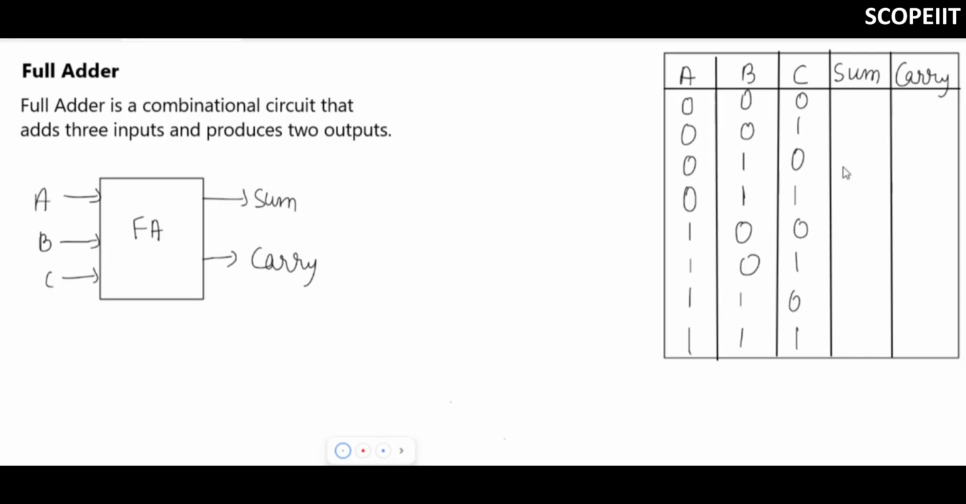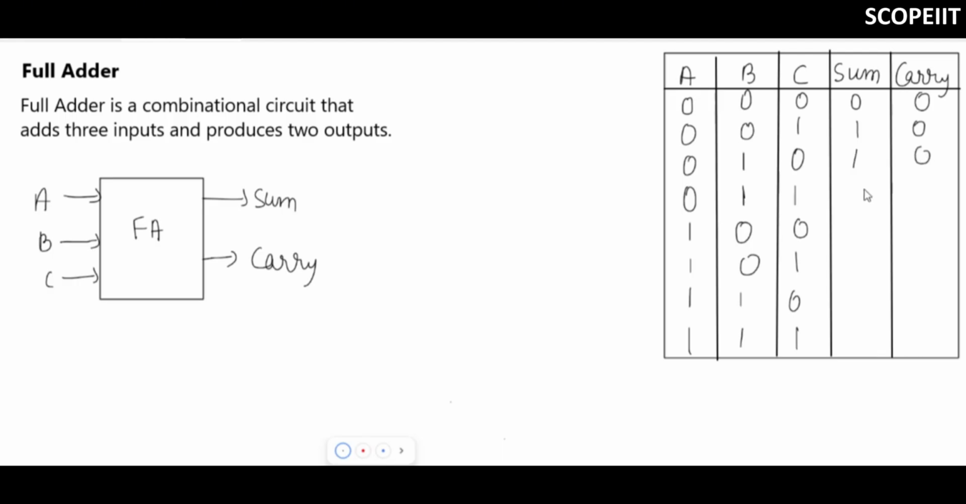Now let's talk about sum and carry. For all 0, the sum is 0 and carry is 0. If it is 0 0 1, then the sum is 1 and the carry is 0. What I am doing is normal binary addition. If you are not aware of it, you can watch my previous video, where I already explained binary addition. Next is 0 1 0. 0 plus 1 is 1, and 1 plus 0 is again 1. So the sum is 1 and the carry is 0.